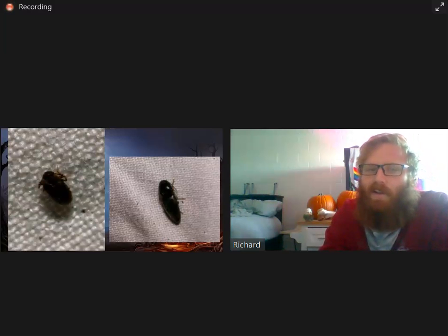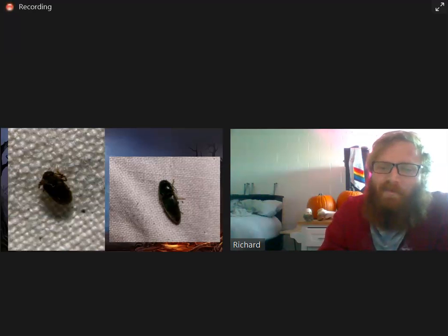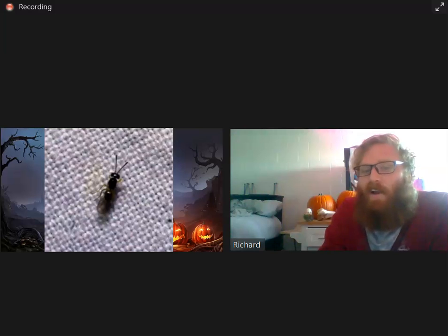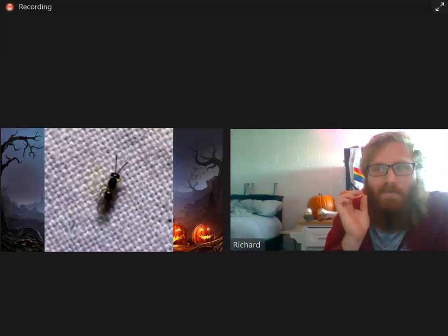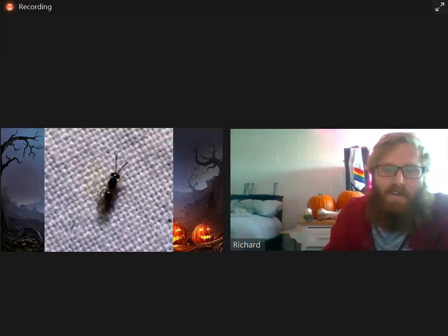So here are the beetles that I got. They look significantly different, right? Probably different species. This is the wasp that I got, and this is really zoomed up. This wasp was super, super tiny.